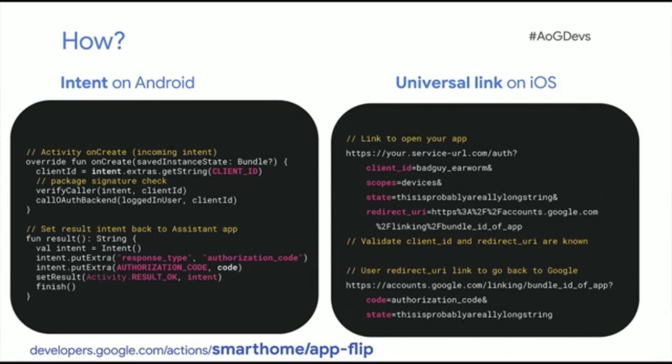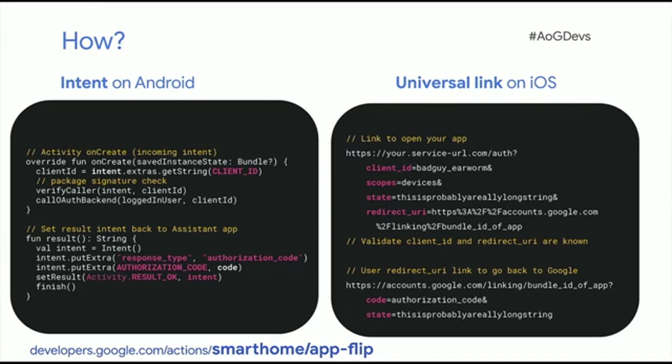The client ID, same as on Android. Scopes, which you set in the Actions on Google console. The state, which is a string that you just respond back the identical string when you give your response. And then a redirect URI, which is the universal link for Google that you're going to use to launch back to Google.